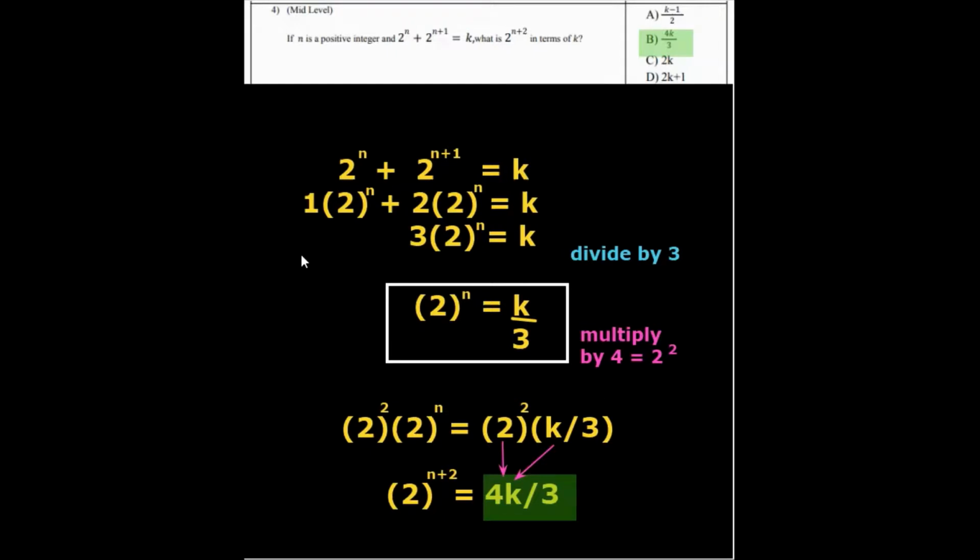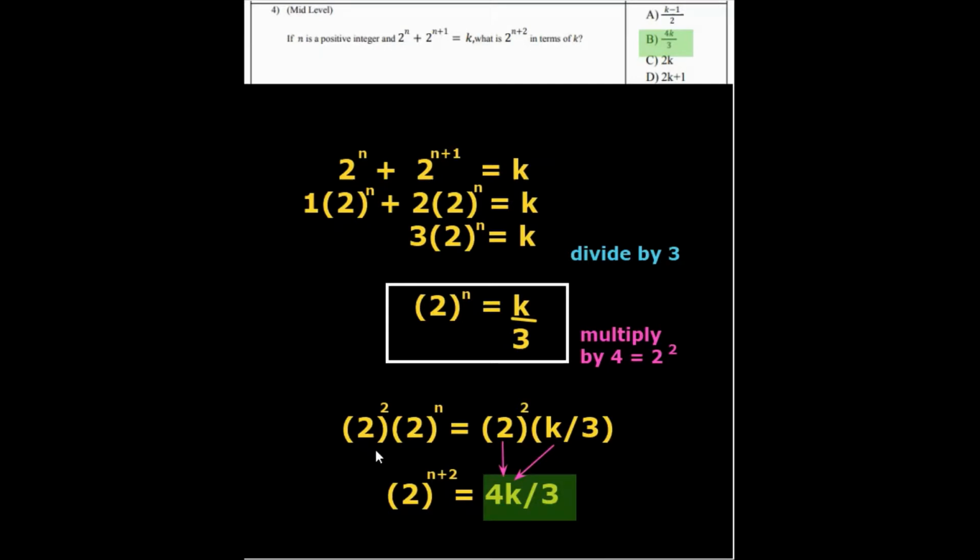Then the first term is one of those 2 to the n's plus 2 more of them, means that the left side is equivalent to 3 2 to the n's, and that's equal to k. For the next step, divide both sides by 3, and we see that 2 to the n equals k over 3. Next, since we want 2 to the n plus 2 and not 2 to the n, we'll multiply both sides by 4. But I'm writing 4 as an exponent, 2 squared.